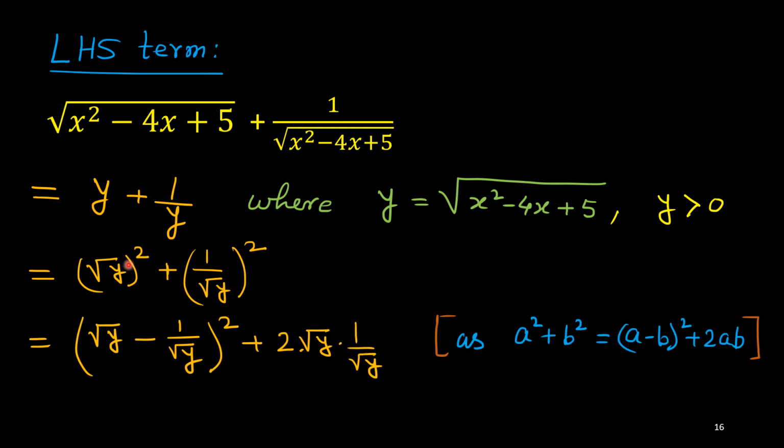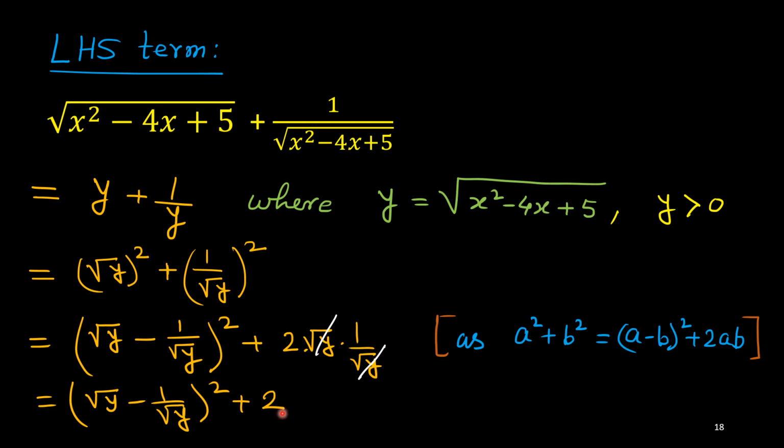This one, a square plus b square, we can write as a minus b whole square plus 2 into a into b. If I rewrite in this form, then the square root of y and 1 upon square root of y cancel out, and this term is a whole square, and this is your 2 only. As you know, the square of any term is always positive. So y plus 1 upon y is always more than or equal to 2, because the square is more than or equal to 0 and this is 2, so the total value of y plus 1 by y should be at least 2.